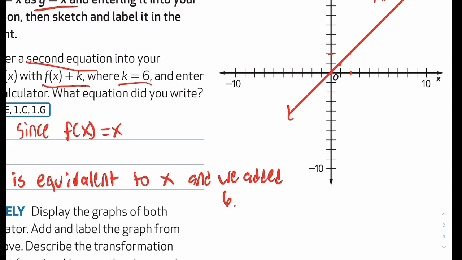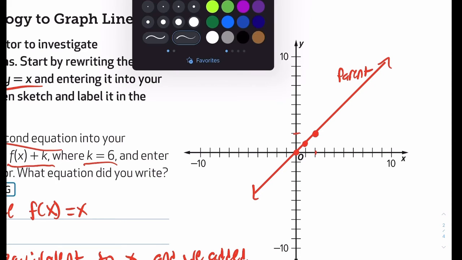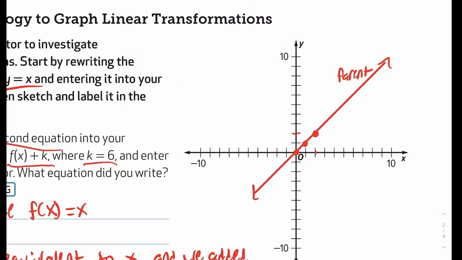So what we're going to do for this graph is we're just going to take every dot that I graphed the first time, and we're going to raise it by 6. So this first one, we're going to go 1, 2, 3, 4, 5, 6. Second one, we're going to take that second dot and go 1, 2, 3, 4, 5, 6, and make a new line.